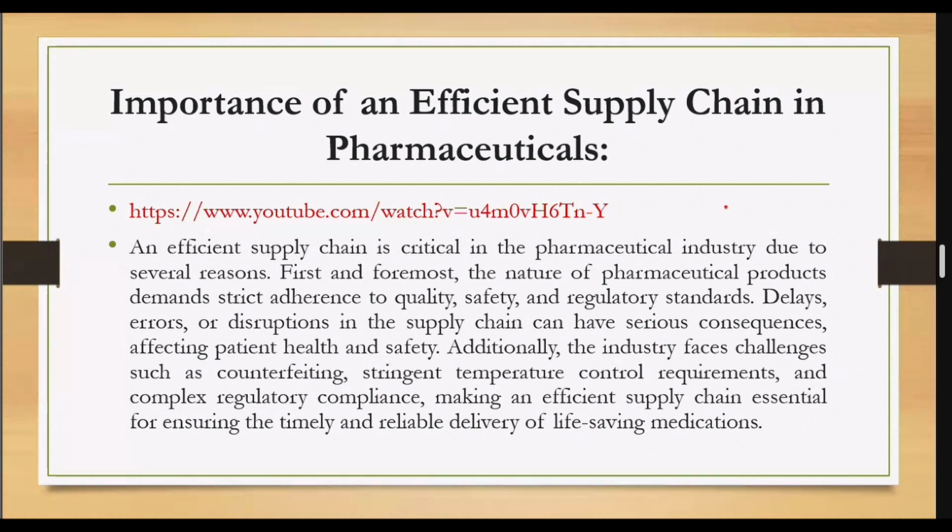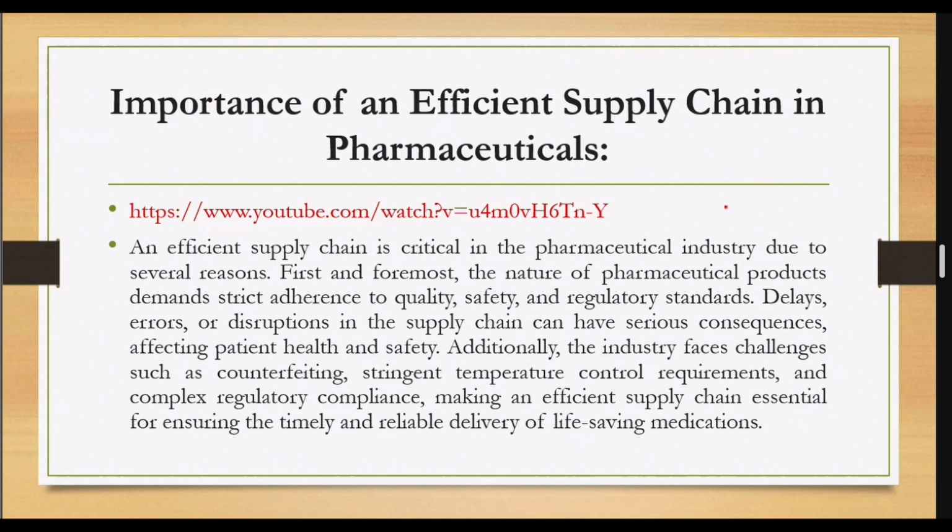So here, a very important thing is that pharmaceutical products should adhere to quality, safety and regulatory standards. And delays, errors, disruptions in the supply chain, you have to minimize them. Sometimes suppliers are unable to supply on time, so your production is delayed, and customers' orders are going to be delayed. Everything is a chain of activity, so it is a cycle.